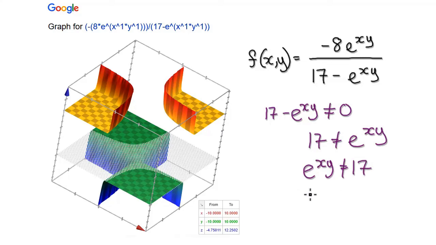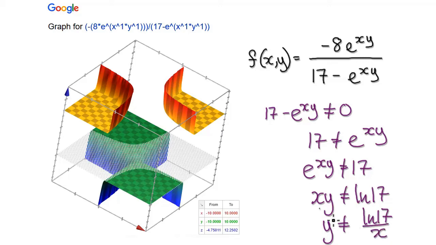Well, what does this mean? Let's take the natural log of both sides. So that will then give us this cannot be the natural log of 17. What does this mean? Well, divide both sides by x. That will then give us this cannot be natural log 17 over x. So when you look at this, in your mind, picture this graph.